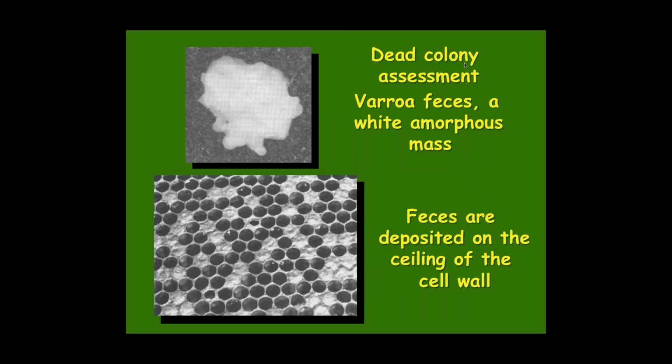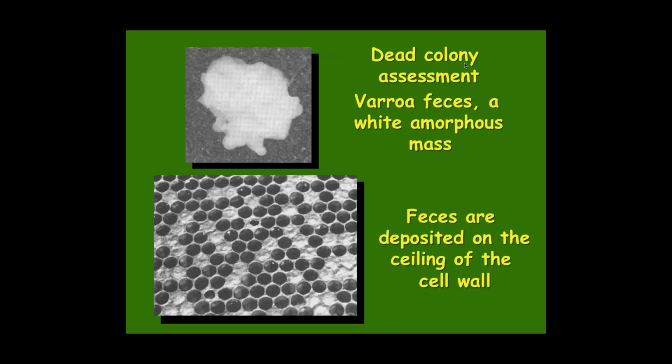Dead colony assessment is best done by examining the combs from the middle of the brood nest for Varroa feces. Varroa enter the cell and feed and defecate on the upper surface of the brood cell. So when you're looking at that surface, you want to hold the frame with your top bar towards you, the bottom bar away from you, light coming over your shoulder, and look down into the top of those cells. And if you see the white amorphous feces, that's a clear indication that that colony was severely affected by Varroa.